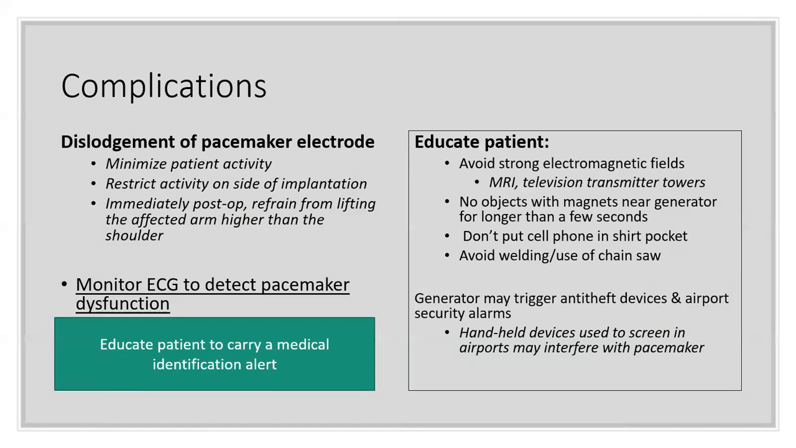So you just want to make sure that when you're talking to the patient, if they have an MRI scheduled, they notify the provider before they go to the MRI, or that you're notifying the provider before they go, because it can interfere with the pacemaker. Also things like cell phones can interfere with it, so look for magnets, and avoid that chainsaw.